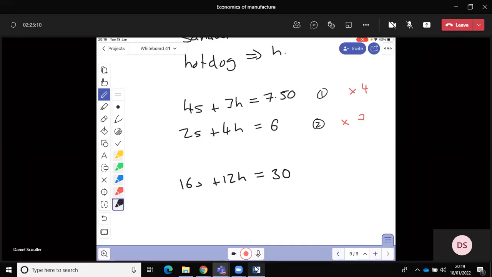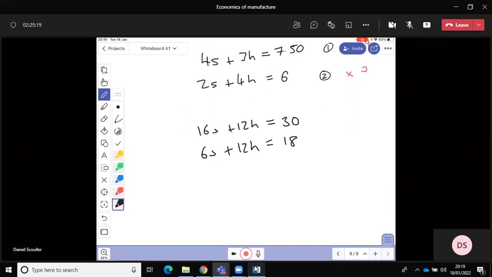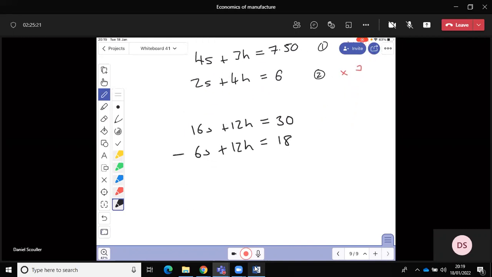Two s times 3, 6s, 4 times 3, 12h equals 18. Okay, this time I'm going to subtract them.